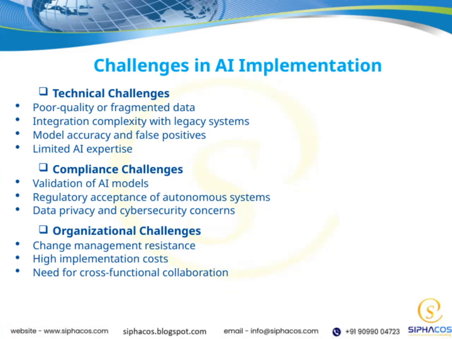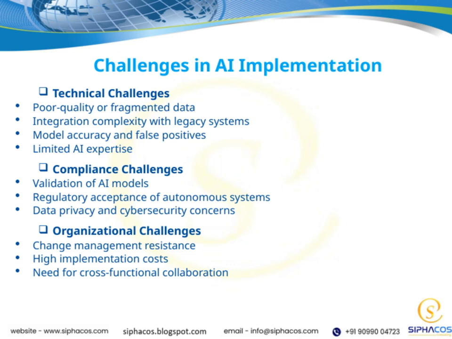Now, let's take a look at some of the key challenges we face when implementing AI. First, on the technical side, we often encounter issues like poor quality or fragmented data, which can really hamper the effectiveness of our models. Integrating AI systems with existing legacy systems is also complex and can require significant effort. Then, there's the challenge of model accuracy. False positives can lead to serious issues, especially in critical applications. Additionally, finding and retaining AI expertise remains a hurdle for many organizations.